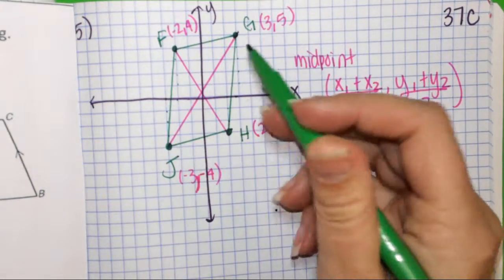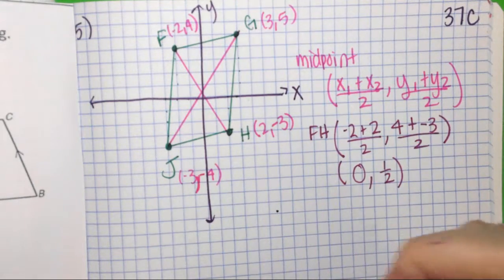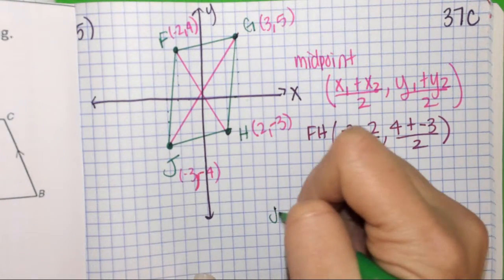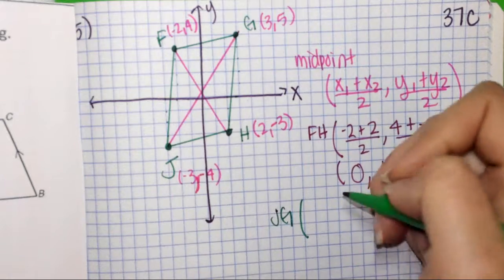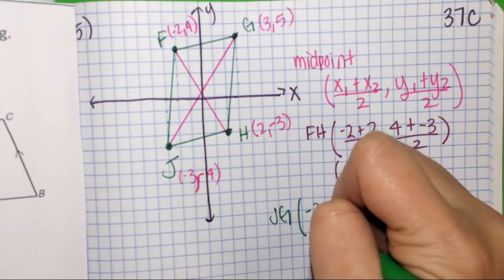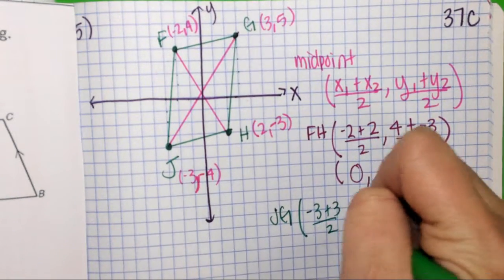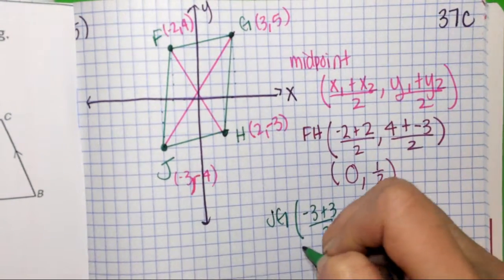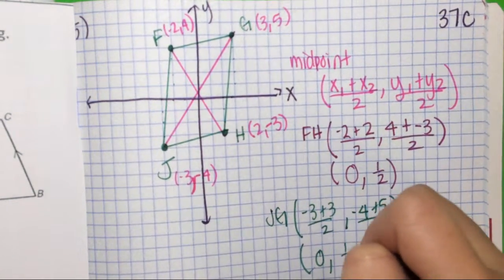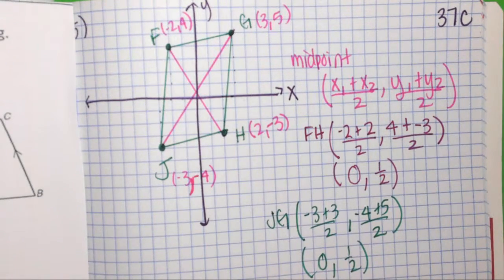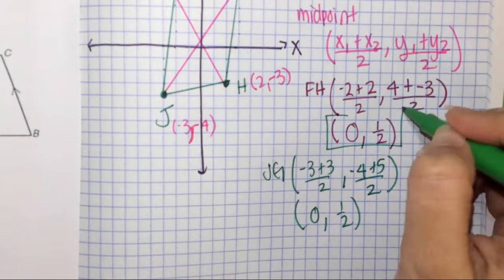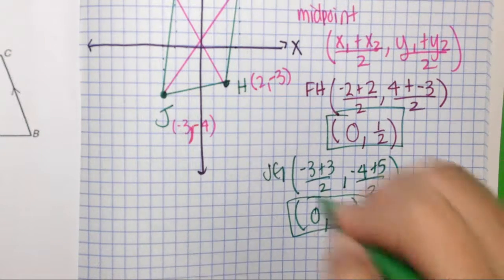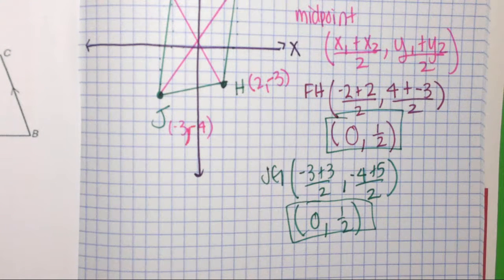Did y'all do it as JG or GJ? That is JG. Did y'all get 0, 1/2? Look at us go. Do we feel like we accomplished something?